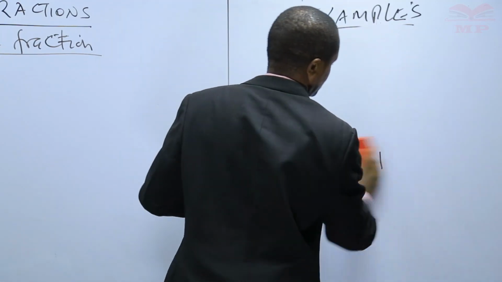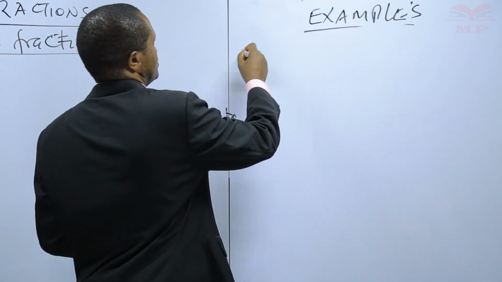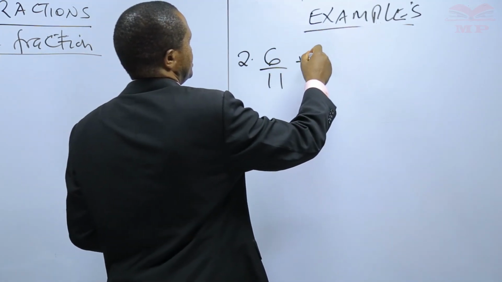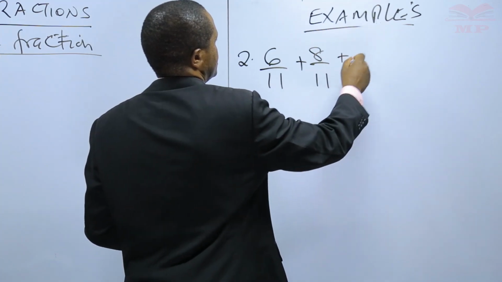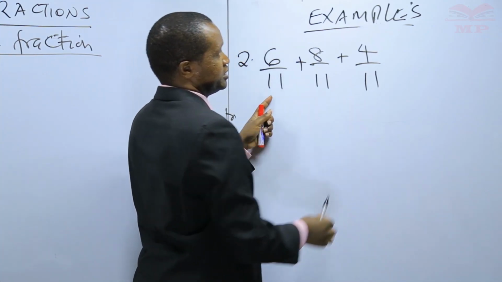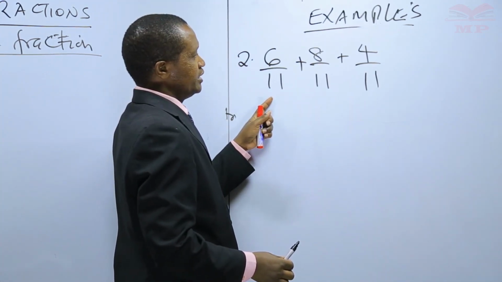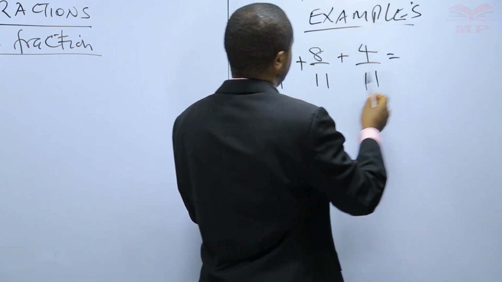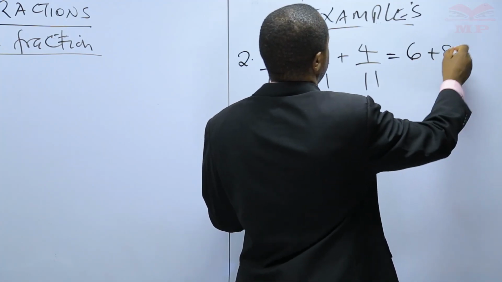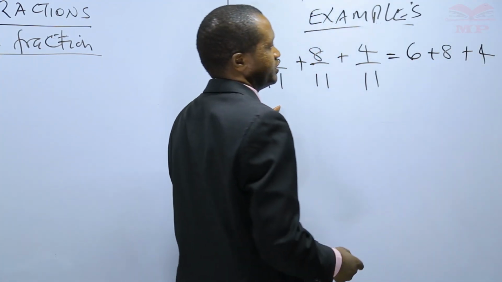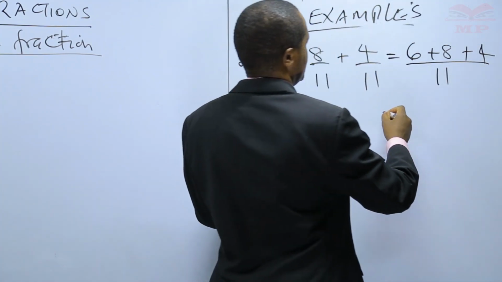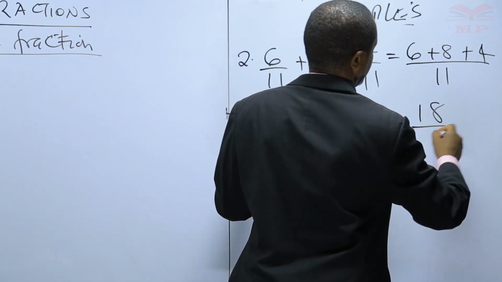Example number 2: 6 over 11 plus 8 over 11 plus 4 over 11. Again, you see the denominators are the same. In that case, we will add the numerators and maintain the denominator. So we'll have 6 plus 8 plus 4, which is equal to 18 over 11.